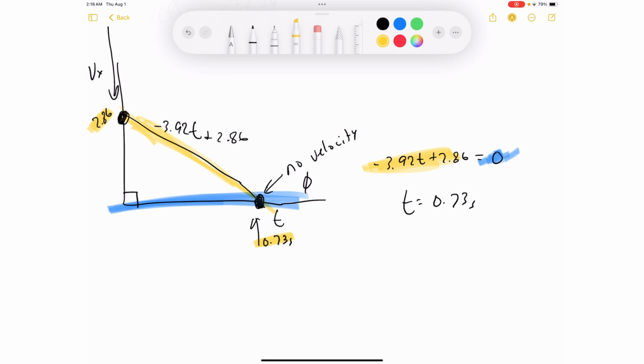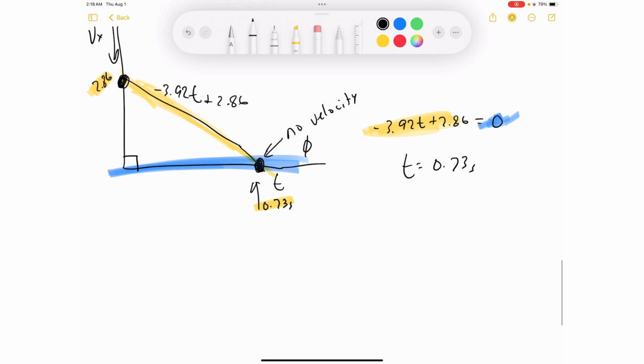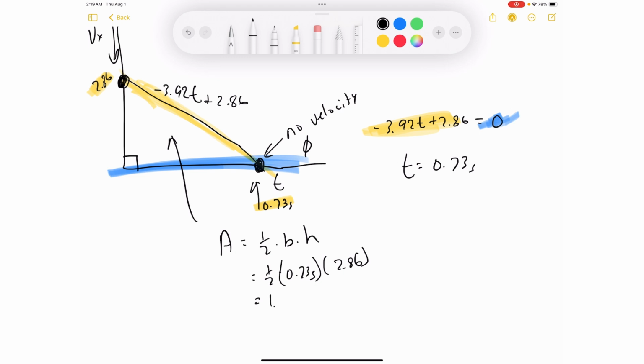So if I want to find this area here, remember area equals 1/2 times your base times your height. The area is equal to 1/2 times your base, which is your time, 0.73 seconds, times your height, which is 2.86 meters per second. And if you do all that math, you'll end up with 1.04 meters. 1.04 meters. Okay?